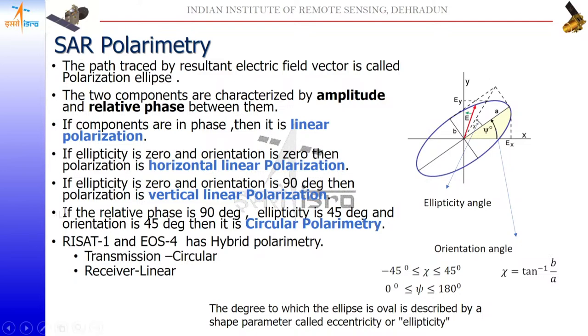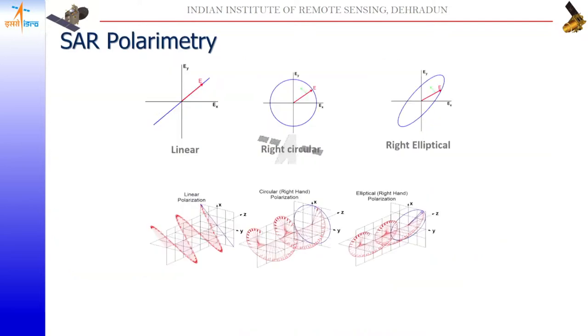Okay, so apart from normal linear polarization, which is also called full polarimetry, our RISAT-1 and EOS SAR sensor has the hybrid polarimetry or the circular polarimetry. Means we can transmit the signal as circular and receive as linear. I will tell you later what the hybrid polarimetry is in detail. So this is the concept of SAR polarimetry and the polarization ellipse, and how we can make a linear polarization and how we can make a circular polarization.